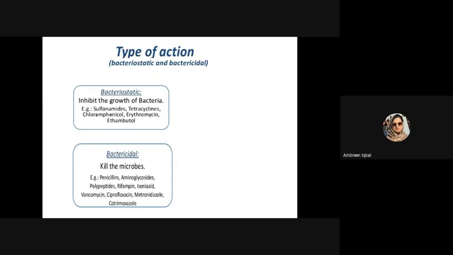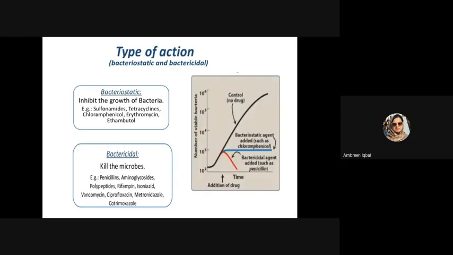Fine. This is a picture, just a graphical representation of bacteriostatic or cidal. Like this red curve is going to kill the microbes, and they are going to decline. And this graph is just to show that if there is no drug, the bacteria continue to multiply and reproduce. The blue one is bacteriostatic.